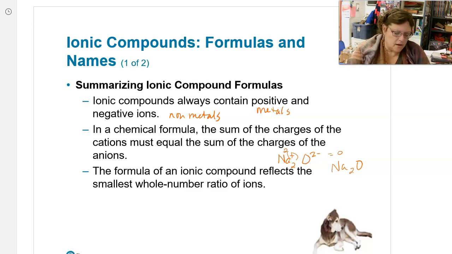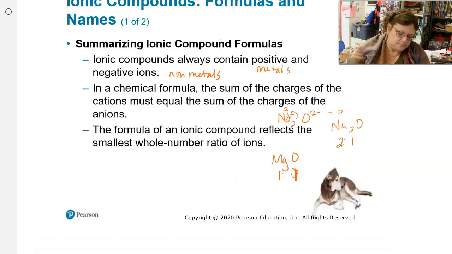The formula of an ionic compound reflects the smallest whole number ratio of ions. So that's basically, they don't form molecules, they form crystal lattices, and it's the lowest ratio. This would be 2 parts sodium to 1 part oxygen. This would be 1 part magnesium to 1 part oxygen.